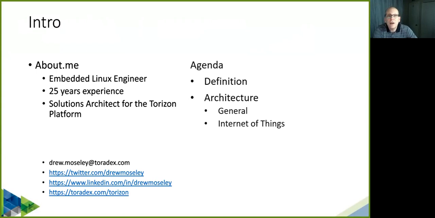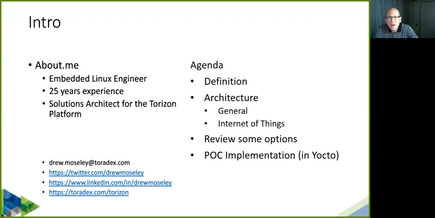Then we'll talk about the architecture of a fleet monitoring system. We'll start with the general architecture and how it has evolved from its use in the enterprise IT space. And then we'll talk real briefly about some of the differences that being an Internet of Things device will necessitate to the architecture. Then we'll review a couple of the options that are out there, specifically focused on the options that we chose for the Horizon system and the reasons why. And then we'll finish up with a proof of concept implementation in Yocto that you should be able to take back to any Yocto configuration that you have and get up and running on your systems without any major issues.